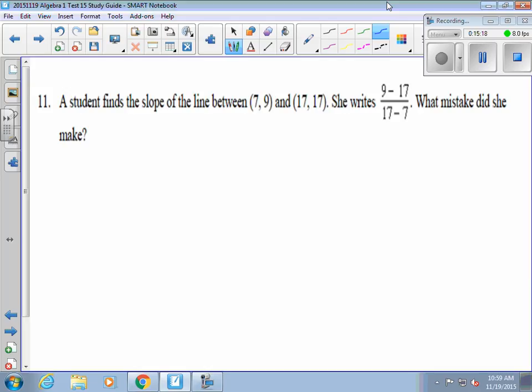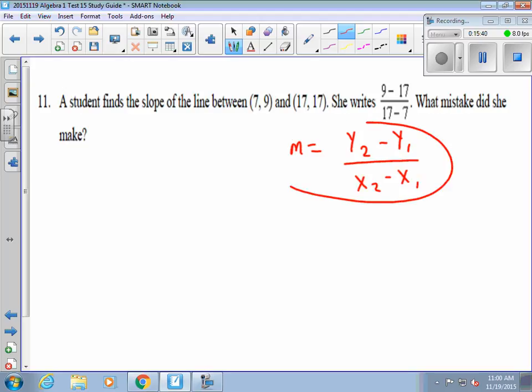Number 11 says the student finds the slope of the line between (7, 9) and (17, 17). She writes 9 minus 17 over 17 minus 7. What mistake did she make? We know what our slope formula is. Slope is, m is, the change of y, y sub 2 minus y sub 1 over x sub 2 minus x sub 1.